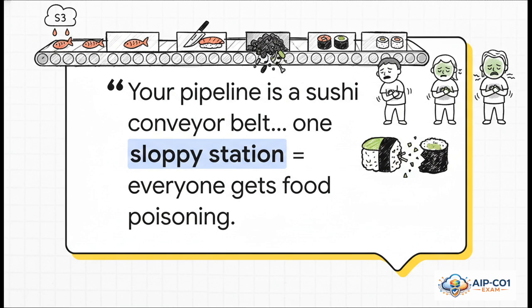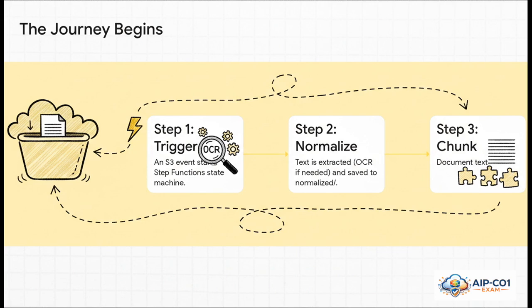Not good. So the journey kicks off the second a document lands in an S3 bucket. That immediately triggers our workflow. The first station is normalize, where we pull out all the raw text. And yeah, if it's a scanned PDF or an image, we use optical character recognition, or OCR, to read it. Next up, the chunking station slices that big block of text into smaller, more meaningful pieces.